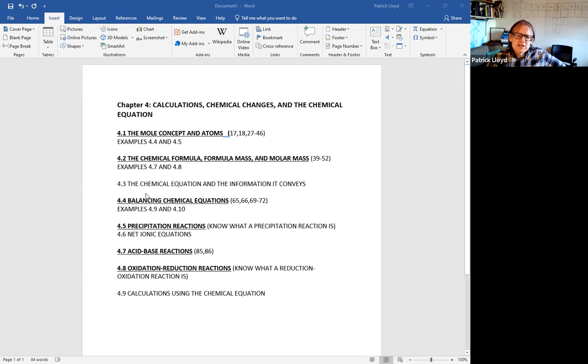So what you'll see here is that for these 9 sections, some of them are in bold and underlined. Those are the ones you really want to focus on. That'll be the material that you're most responsible for. So for example, the first section, 4.1, is called the mole concept and atoms.